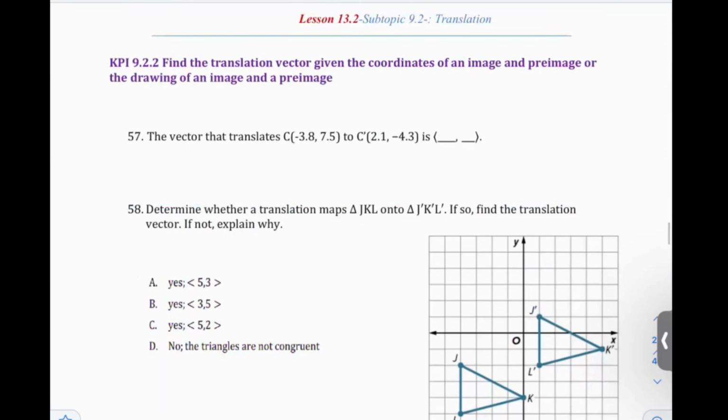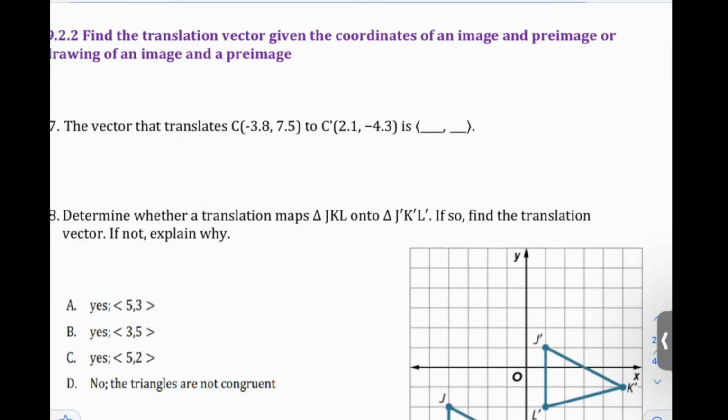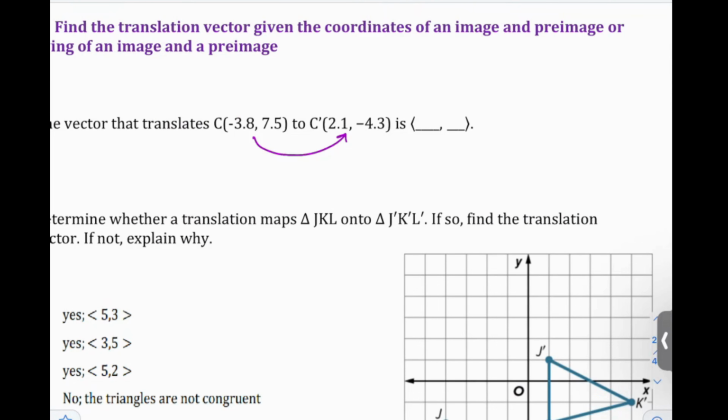Now, translation. Translation means sliding. You are sliding something, keeping all the distances, keeping all the dimensions the same. You are not changing the dimension. You are just moving the object left, right, up, and down. So the movement will be either horizontal or vertical. So the vector that translates this to that is what?